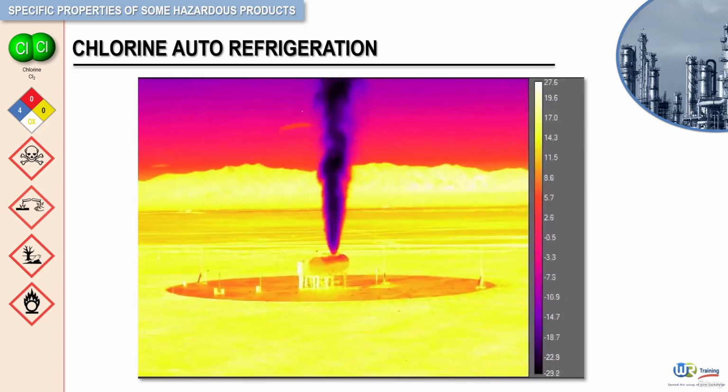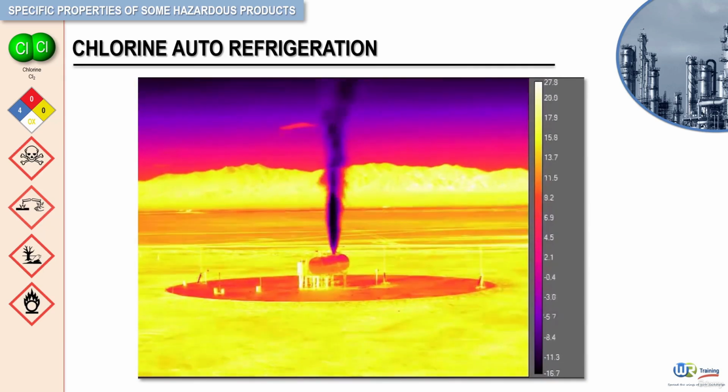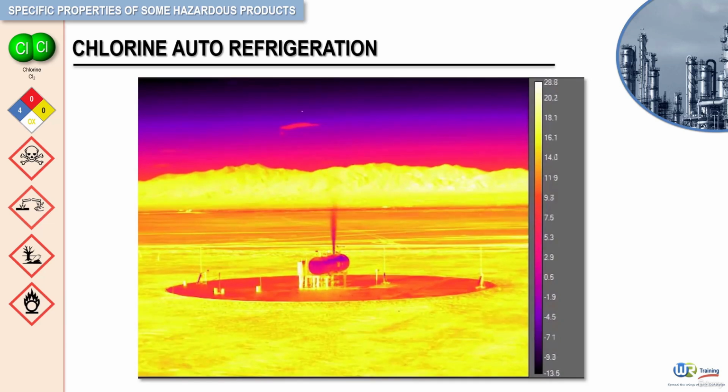In this infrared video of the same release, the tank can be seen to cool as the chlorine is released. Notice here, however, that the tank is still more than 3/4 full when the chlorine stops projecting from the manway. This is due to the auto-refrigeration effect.